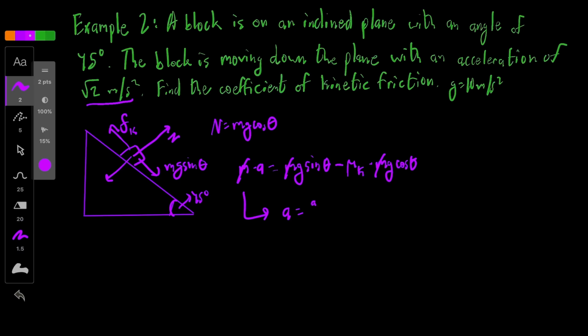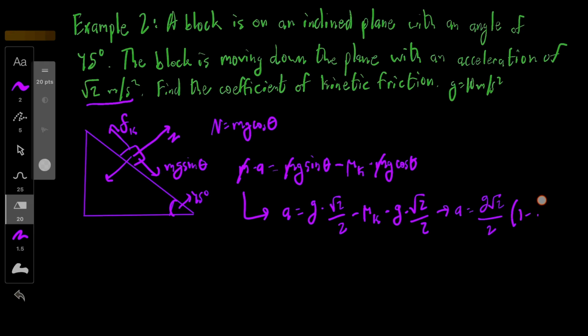So g times the square root of 2 by 2 minus micro k times g times the square root of 2 by 2, since sine and cosine of 45 are the same. Now, factoring out g square root of 2 by 2, we get a is equal to g square root of 2 by 2 times 1 minus micro k. So, now we know what our full equation is.